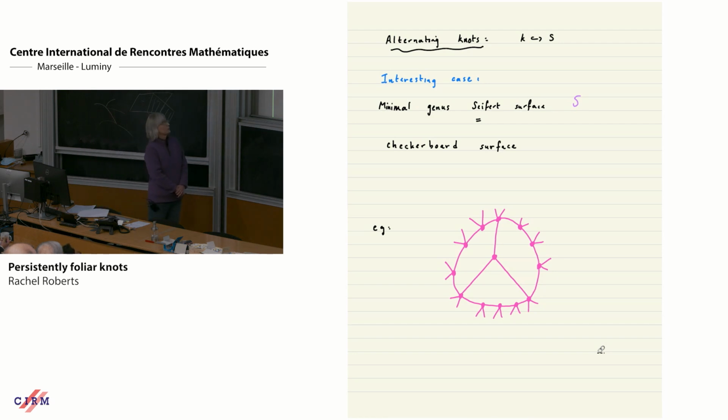The examples that weren't really understood very well were the Seifert surfaces for which there's no separating among the Seifert cycles. So the minimal genus Seifert surface for the alternating knot came from one of the checkerboard colorings. So we have this projection of a knot, and it's alternating, and we're choosing the checkerboard coloring that corresponds to the oriented surface, so the Seifert surface.